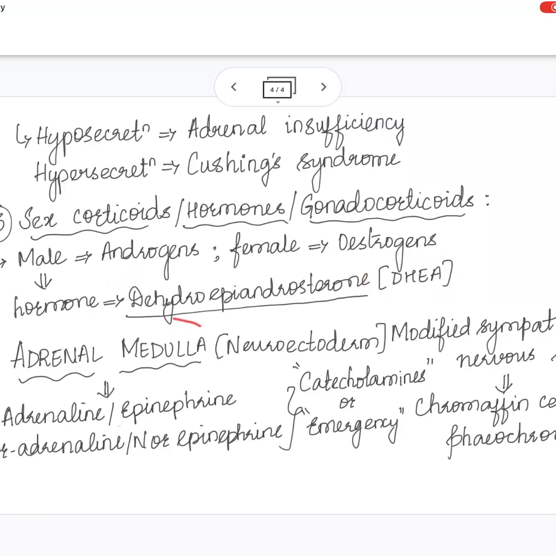Coming to the final portion, the adrenal medulla, that is the inner one. It is the neuroectodermal part. They are modified sympathetic nervous system cells, and these cells have lost their normal processes and have basically modified themselves into glandular cells. That means some sort of gland secretions are taking place, and the name of it is chromaffin cells or pheochromocytes.